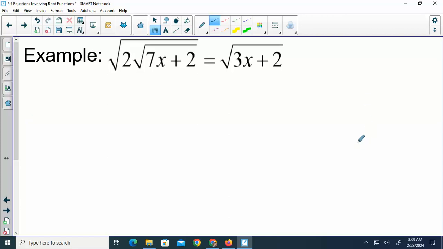Where would you begin? So how would I get rid of this? Square. So we square each side. Okay, so on the left, that cancels the first square root. On the right cancels that.